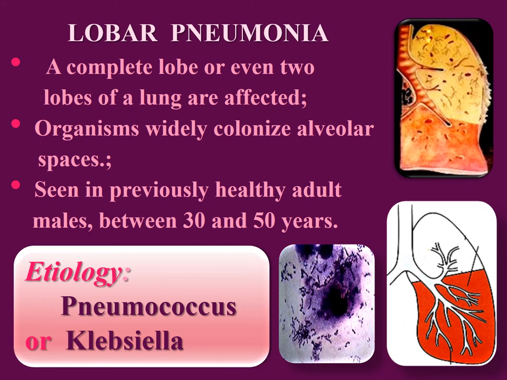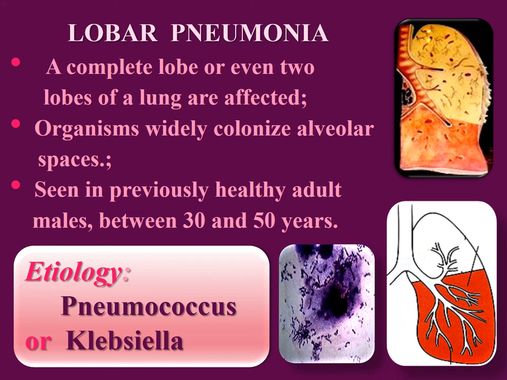Alveolar ducts are filled with fibrinous exudate, it is Krupp's exudate. Therefore, the other name is Krupp's pneumonia. The overlying pleura is involved. This is also called pleural pneumonia. The bronchioles and bronchi are not involved.